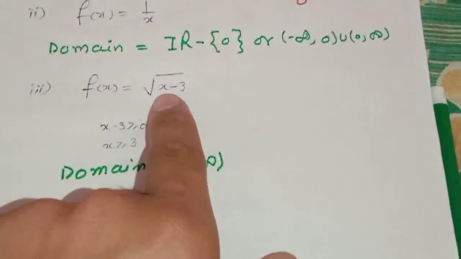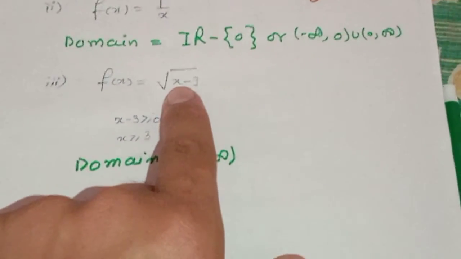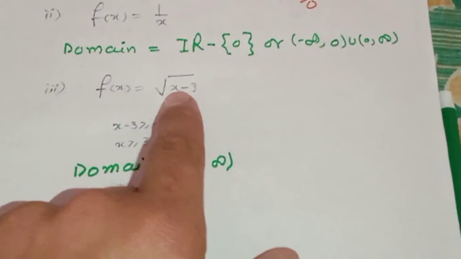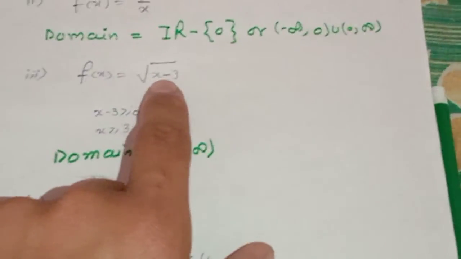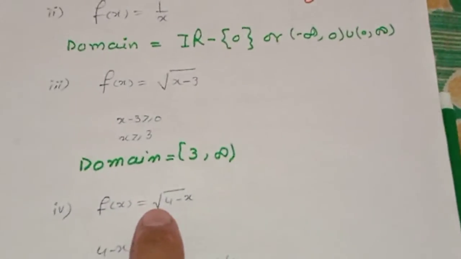If we put 3 in this function, it will give us 0, and if we put a value greater than 3, it will give us a positive number. So the domain of this function is from 3 up to infinity.